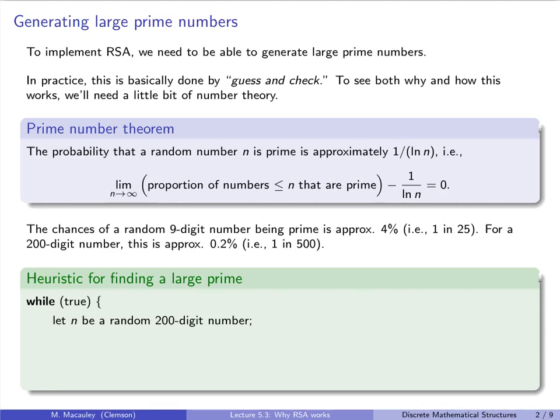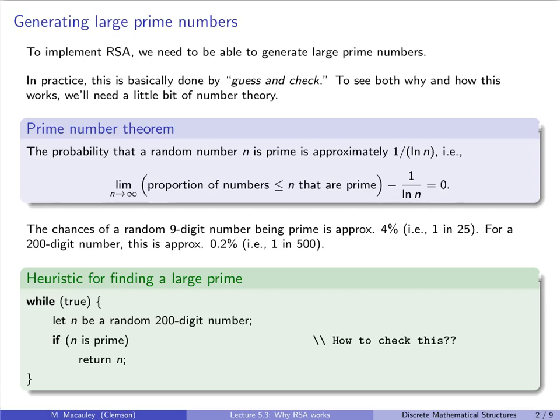This is useful because it gives us a heuristic for finding a large prime, which is what we need for RSA. We begin with an infinite loop. It's this while true. And we let n be a random 200-digit number. It's easy for a computer to generate one of these. If n is prime, then we return n and we break out of the loop.